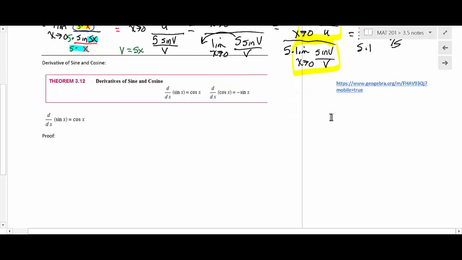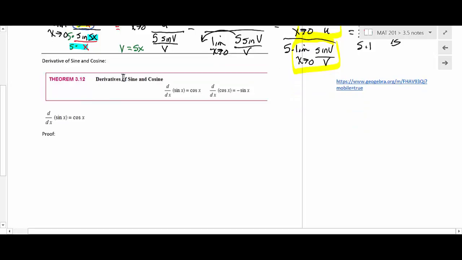Okay? All right, that's a great stopping point because what we're going to learn next time is the derivatives of the sine and cosine and the rest of the trig functions. So we'll look at that next time. Okay?